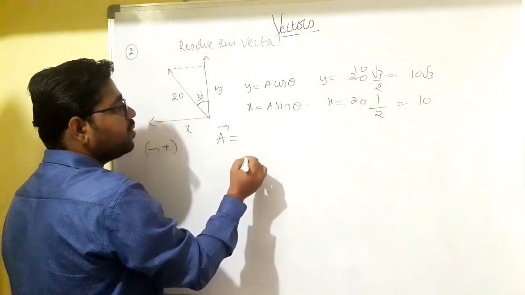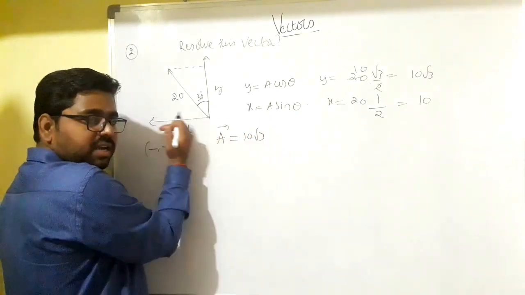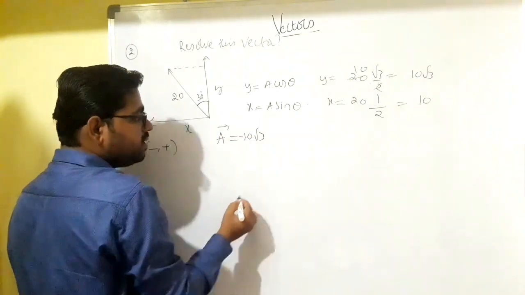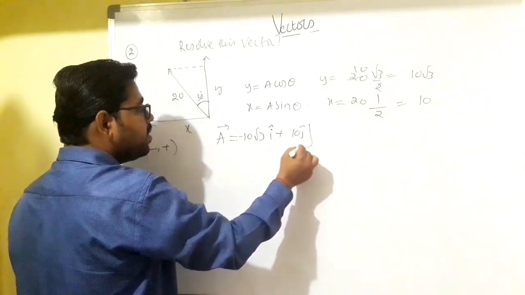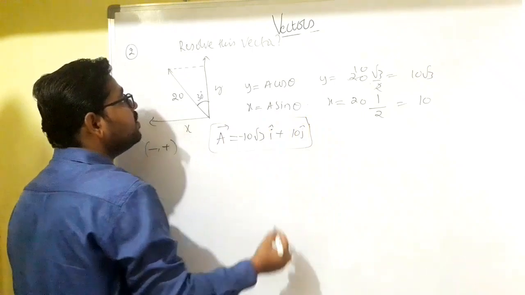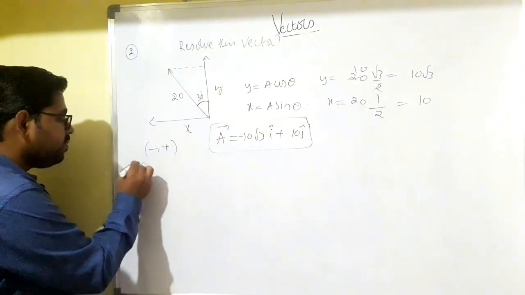So a vector is equal to 10 root 3 is there now. This 10 root 3 is in which direction? It is in negative direction. So minus 10 root 3 i cap plus 10 j cap. So this is the resolved part of this particular vector. Similarly, one more example.